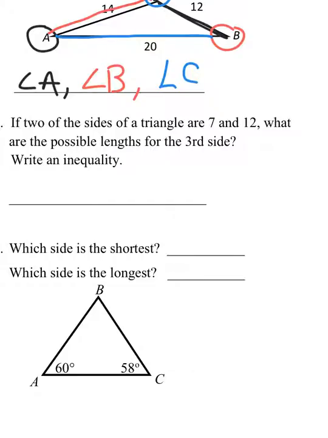If two sides of a triangle are 7 and 12, what are the possible lengths for the third side? Also one we did on the front. X in the middle. Subtract the numbers to get the small value. Add the numbers to get the big one. X is between 5 and 19.